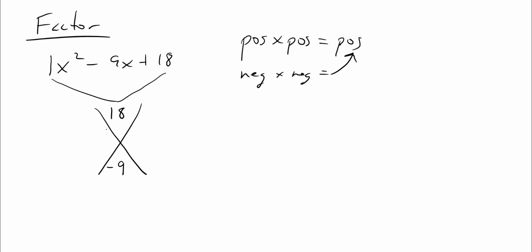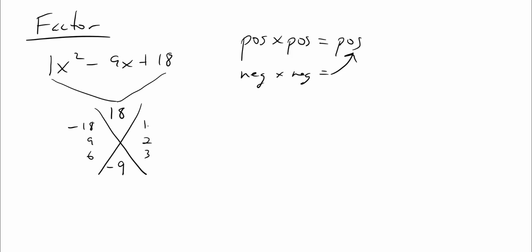So, almost ignoring that, let's just look at some numbers. For 18, we'll do a couple of them: 18 and 1, 9 and 2, and 6 and 3. And those are the only combinations that give you 18. Right? So think about it, they both have to be negative.